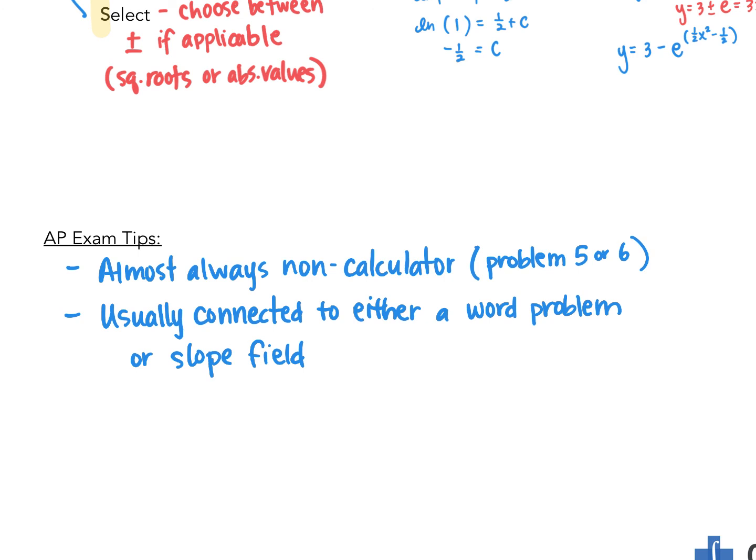So usually connected to those 2 things. And then they are worth 5 points. And that's for that SIS strategy. Okay, so you're good to go on separate and integrate differential equations. You'll have some slope field questions, you'll have some word problem questions to help you practice this particular unit, okay?